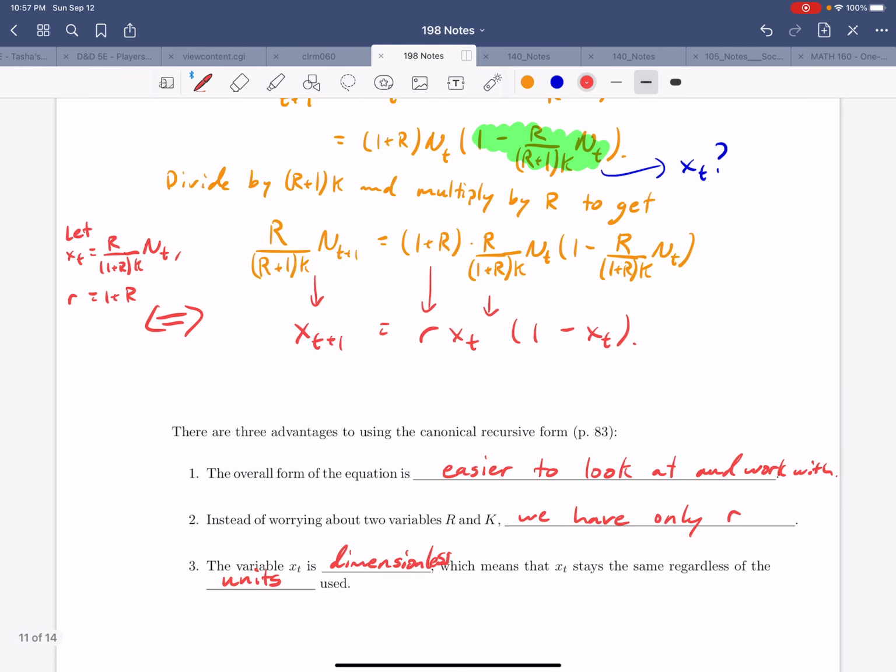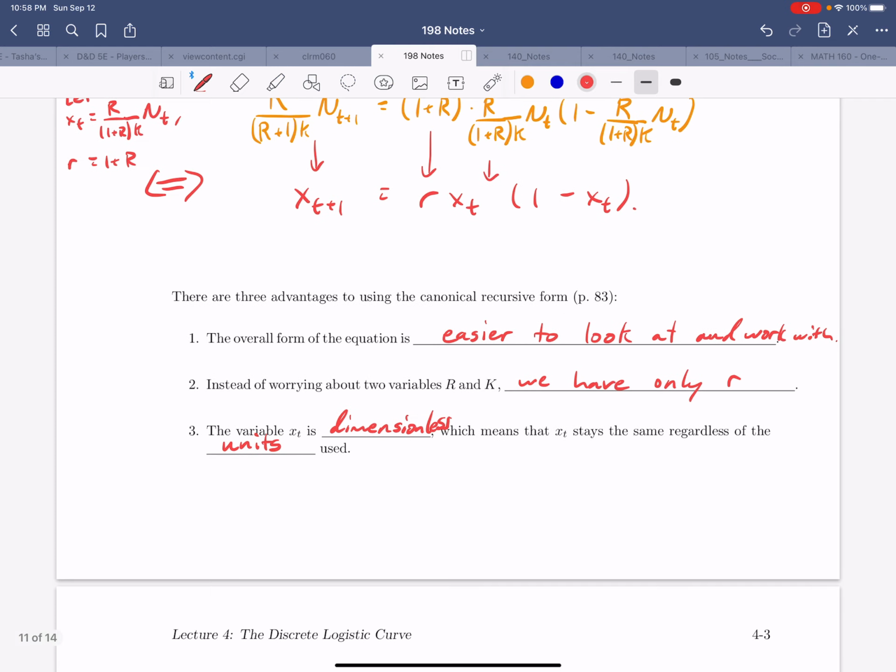So that's how you get the canonical form. And just to point out, as we saw in class, the shape of the canonical form graph and the shape of the regular graph are the same. The difference is that x of t is between 0 and 1 instead of 0 and K.